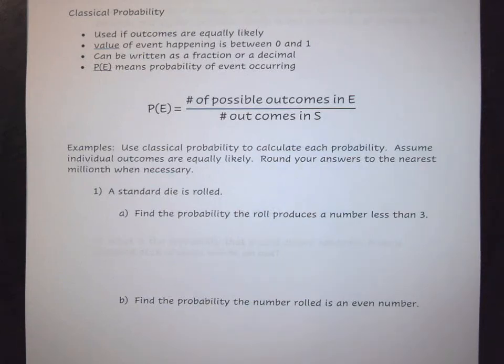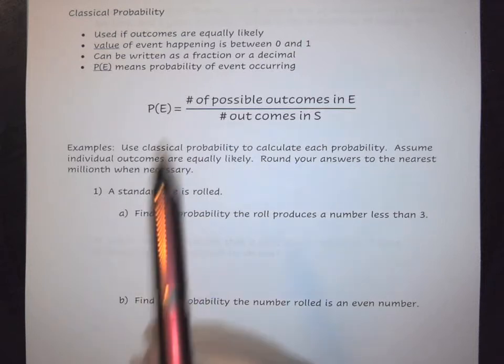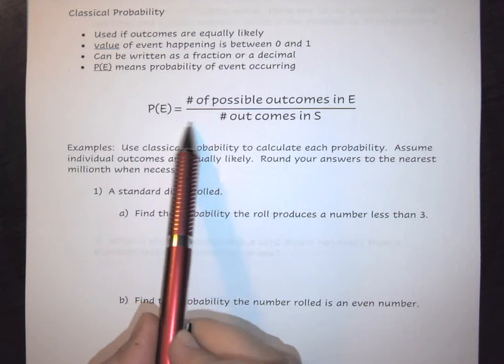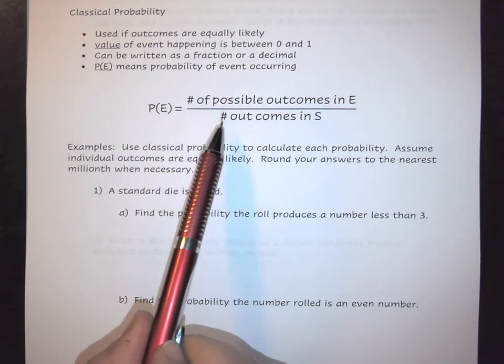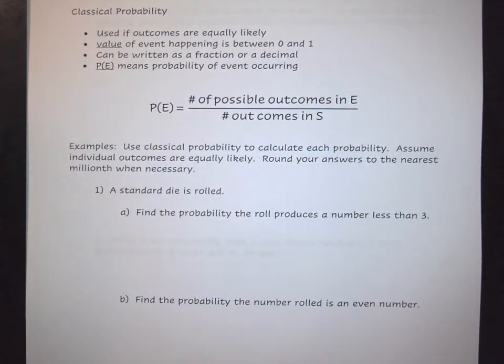Classical probability is thought of as the very basic probability that we have, where we are looking at the probability that a certain event is going to occur given the sample space that the event is in. So we calculate that with a very simple equation, which says the probability of your event occurring is going to be the number of possible outcomes in that event versus the number of outcomes in S, being your sample space.